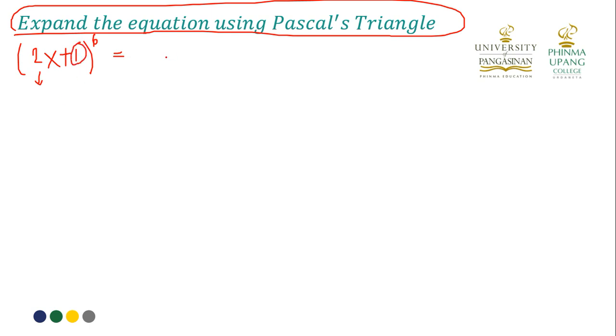1. Right. So what is the pattern when it comes to first term? Is it ascending or descending order? Descending. How about the second term? Ascending. Now, can you give me the coefficients of 2x plus 1 raised to 6? Since we have n equal to 6, what are the coefficients using Pascal triangle? 1, 6.